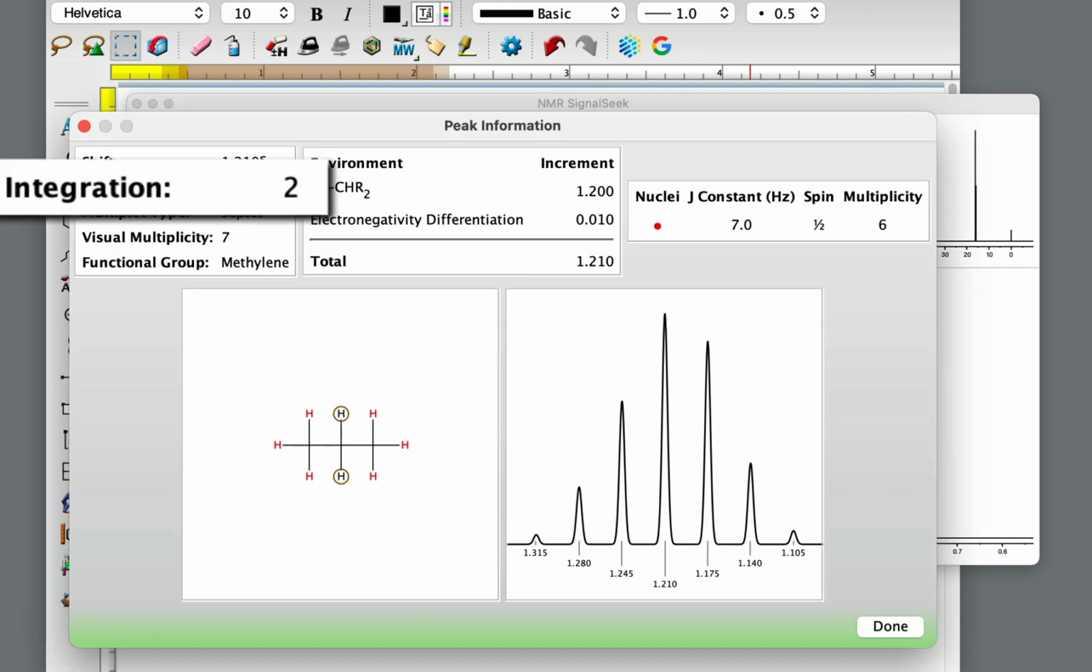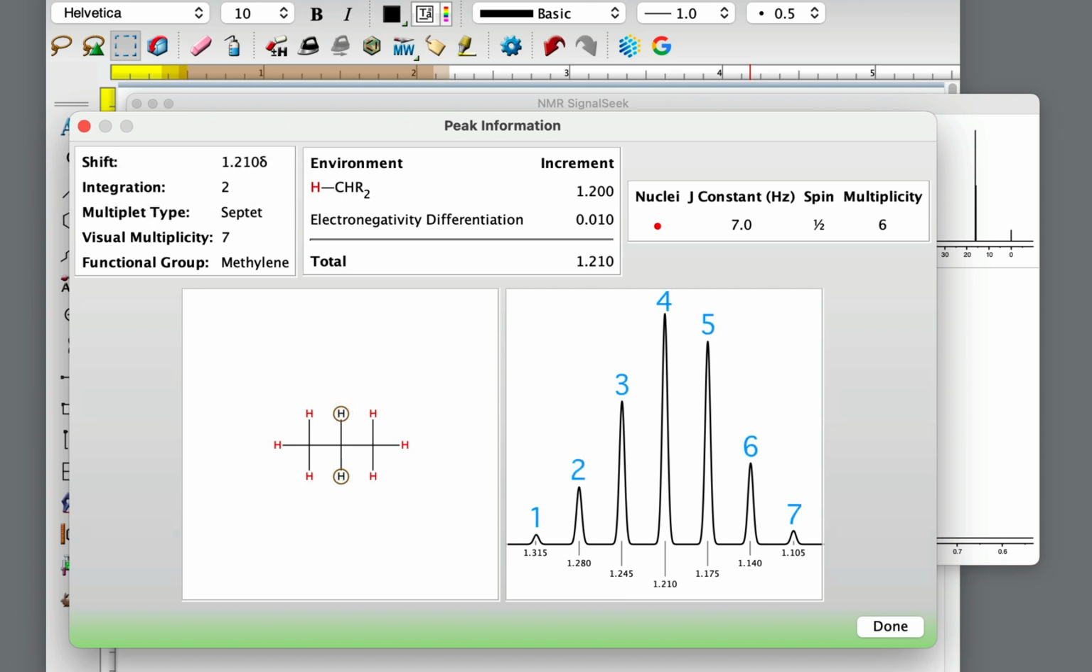Let's look at the second signal, which is slightly downfield from the first signal. This signal has an integration of 2 and is generated from the 2 circled hydrogens on the middle secondary carbon. It is a septet with 7 peaks because there are 6 neighboring hydrogens, seen in red. 6 plus 1 equals 7.